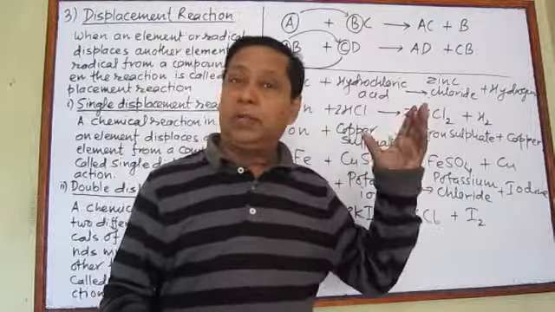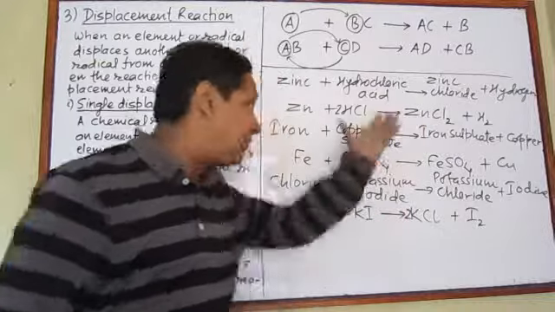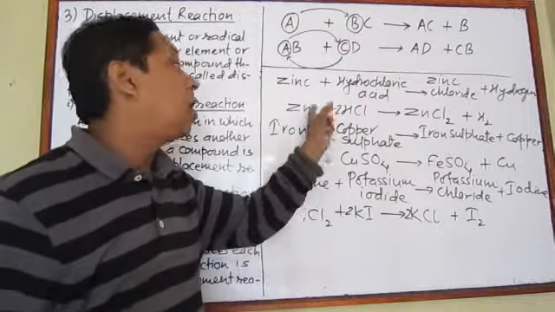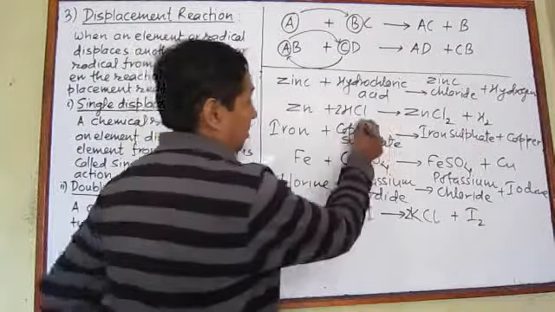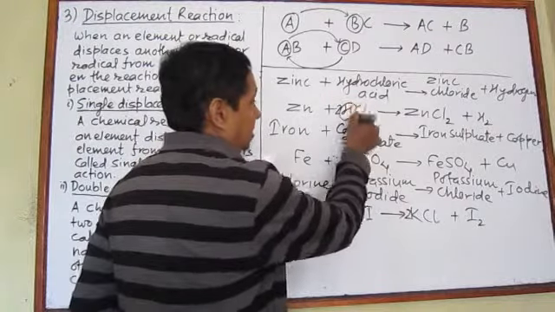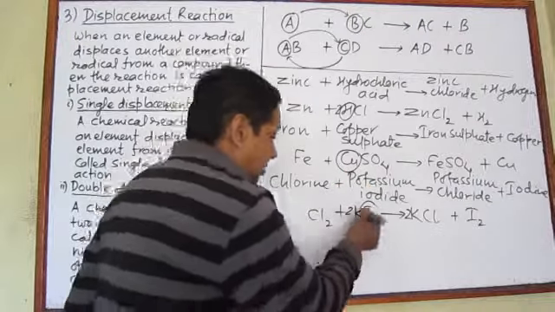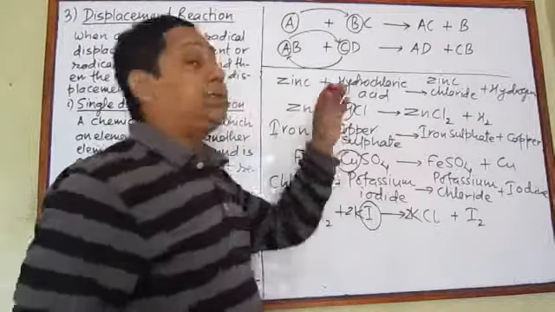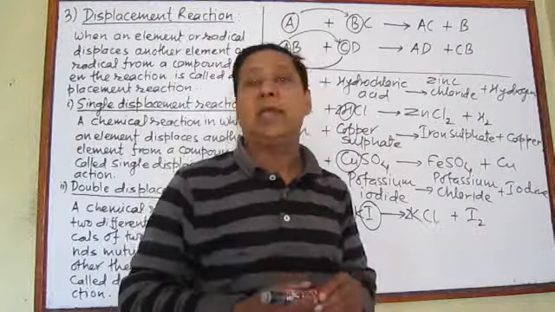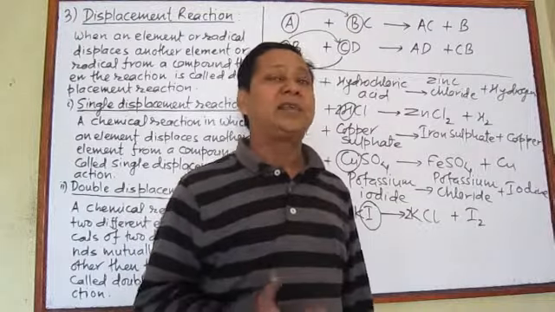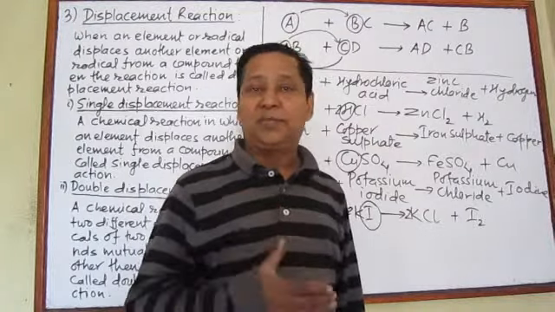These are some examples of single displacement reaction. In every example, what is seen? When an element displaces another element, here hydrogen is displaced, here copper is displaced, here iodine is displaced. When an element displaces another element from a compound, then the reaction is called single displacement reaction. Now in another class, I'll tell you about double displacement reaction.